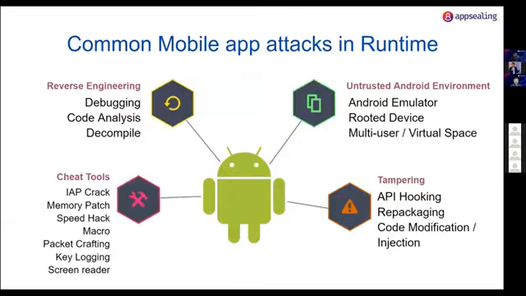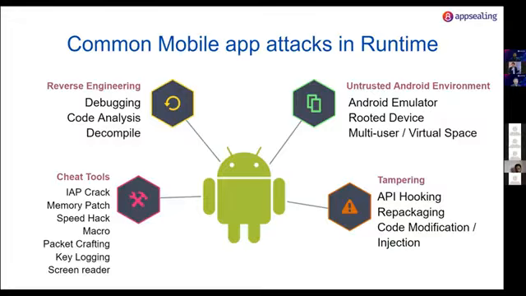So the common mobile application attack vectors in runtime, you may see, this is not only for the runtime though. Reverse engineering, like debugging, code analysis, and decompiling is always available. And as we all know, the untrusted Android environment specifically is one of the big risk factors that we have to take a look at always. Android emulators, rooting devices, and multi-user and virtual space applications provide pretty good features for the users, but this is the way that an attack could happen. And tampering, like API hooking, repackaging, code modification, and injections, is always available.